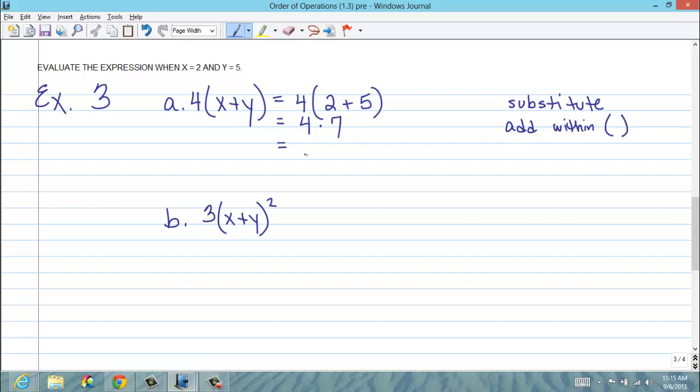Then we go ahead and multiply. 4 times 7 is 28. How did we get 28? We multiplied. Need you to always write those steps. Next problem. Same thing.